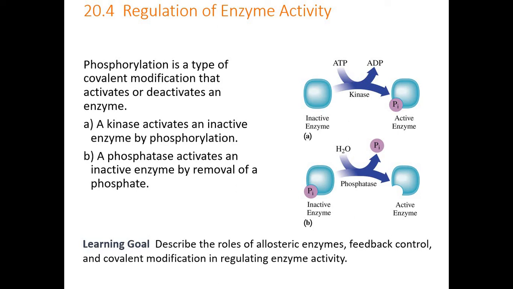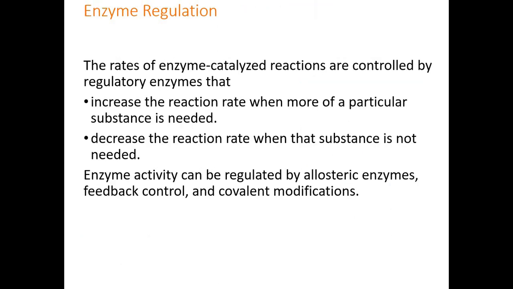This is just one example. Okay, so the rates of enzyme catalyzed reactions are controlled by regulatory enzymes that increase the reaction rate when more of a particular substance is needed. So if we need more of that product, then we have to regulate the enzyme such that it speeds up, right? So we need this regulation, right? We need to regulate these enzymes.